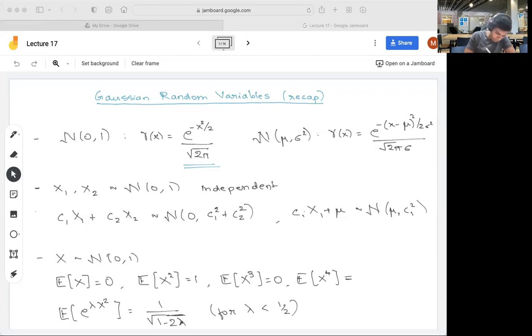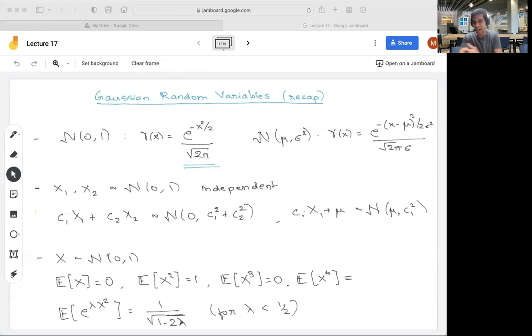So if you multiply a Gaussian by a constant or shift it by a fixed additive constant, then you still get a Gaussian with appropriate mean and variance depending on how you shifted it. And more interestingly, the linear combination of two independent Gaussian random variables is also a Gaussian, and such that the variances add.